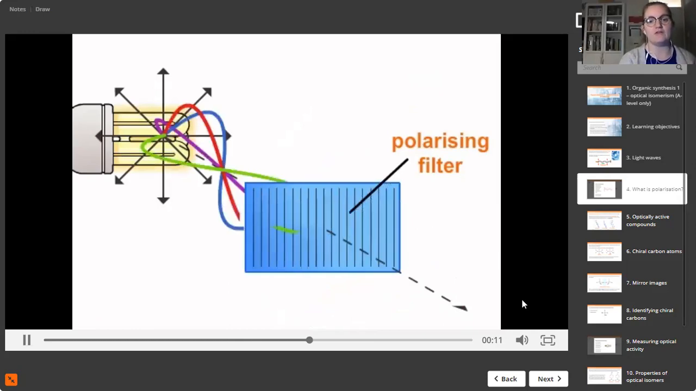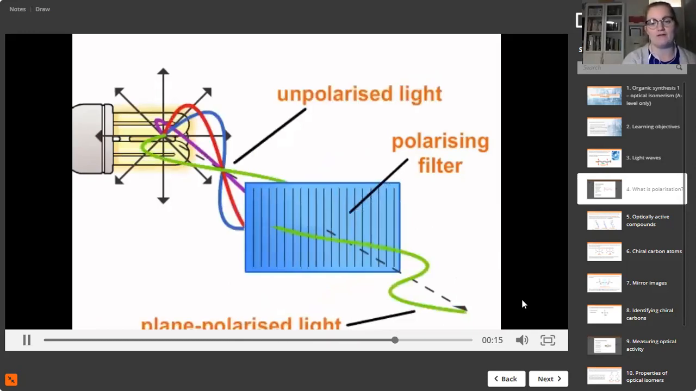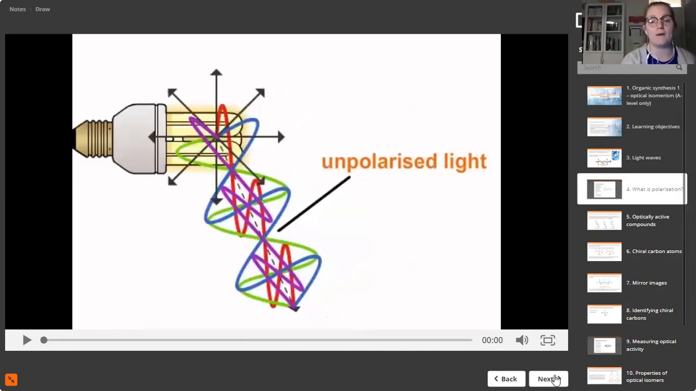Rotate it, and you'll notice a different plane of polarized light is going to pass through the polarizing filter. And every time you rotate it, a different plane of polarized light will pass through.